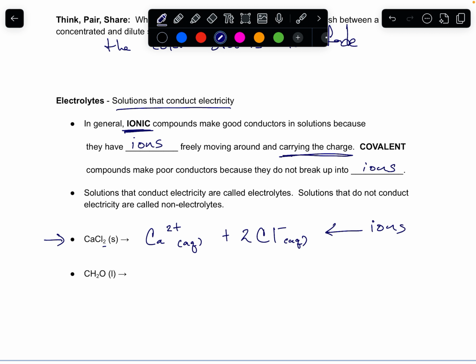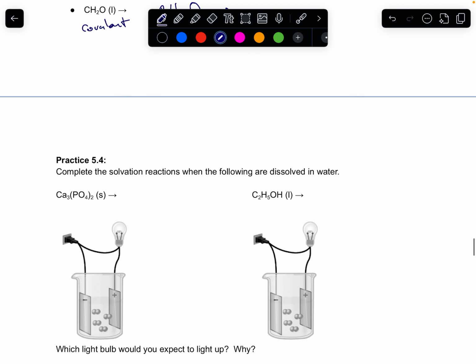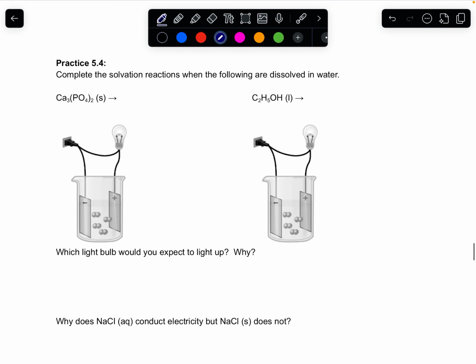Compare that to something like formaldehyde here. Formaldehyde is covalent, so it's not going to break up. It's going to stay CH2O, and I'm just going to put that aq here. So this one, there are no ions, there are no charges, there's nothing to carry that current within the solution.